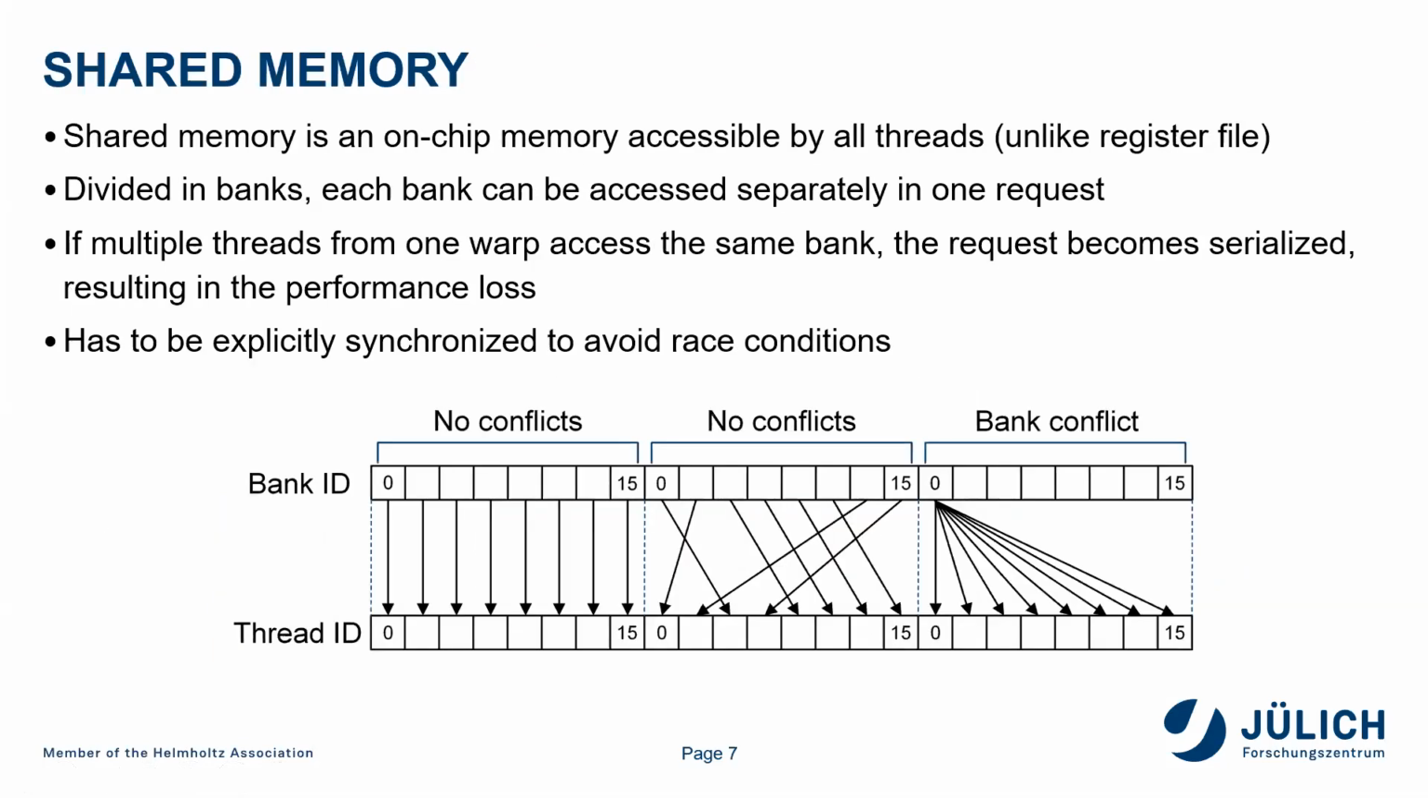Okay, so when you use shared memory, you also can get memory conflicts, which can really slow your on-chip performance. Shared memory is an on-chip memory which is accessible by all threads in the warp.